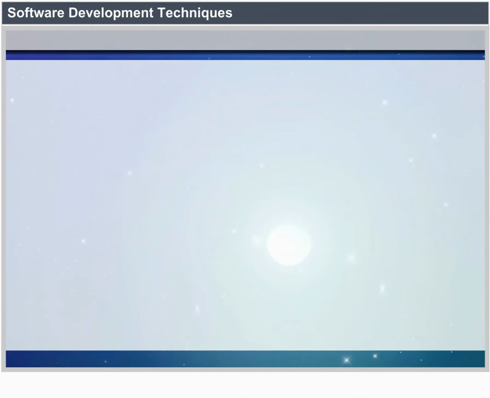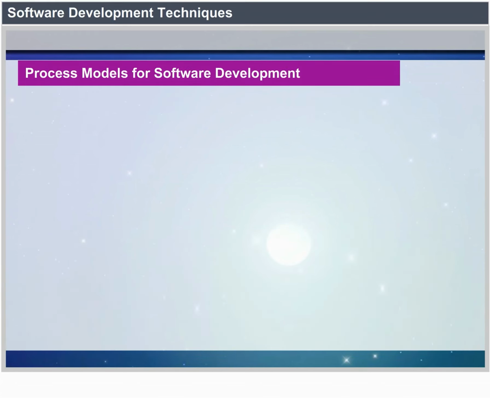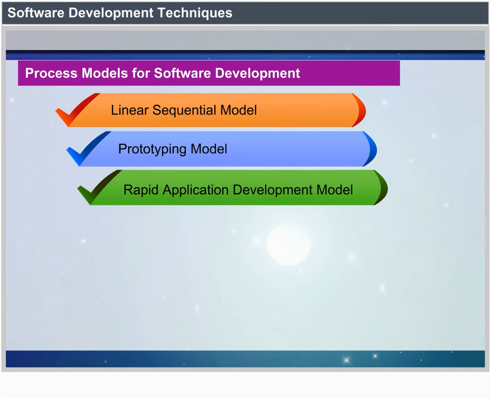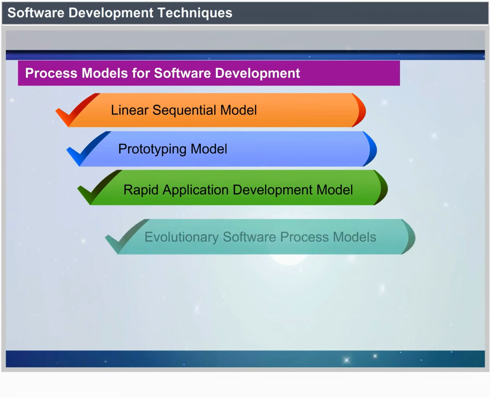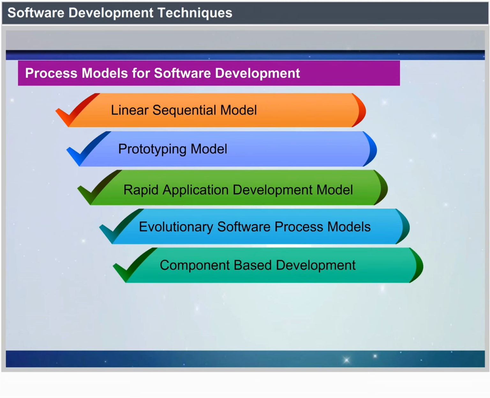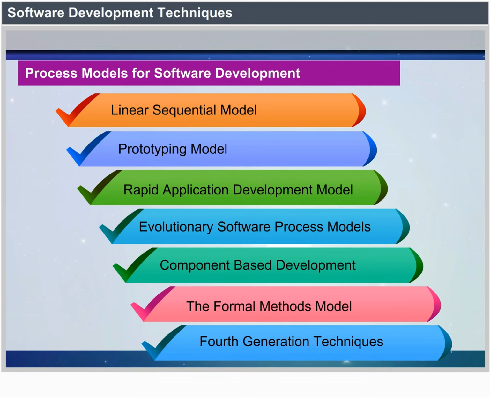Software development techniques. Software development strategies are called a process model or a software engineering paradigm. Process models for software development: linear sequential model, prototyping model, rapid application development model, evolutionary software process models, component-based development, the formal methods model, fourth generation technique.